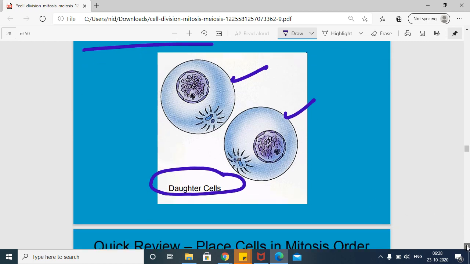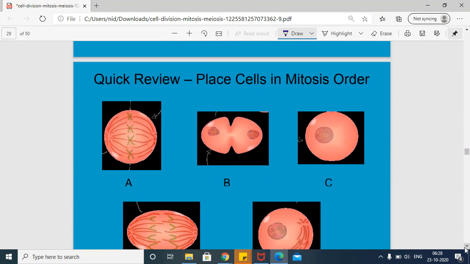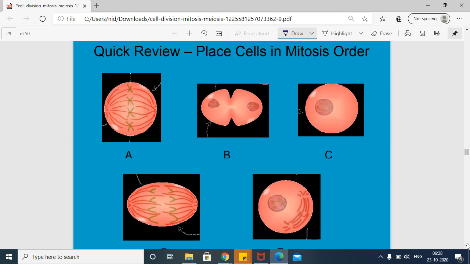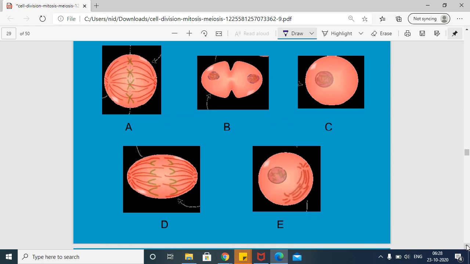Okay, just take a quick review here. Can you name the phases? First, A is what? Metaphase. No. B. This is telophase. Good. C.